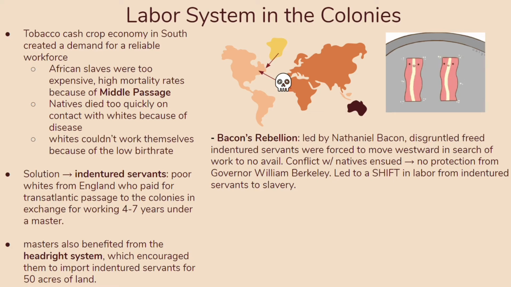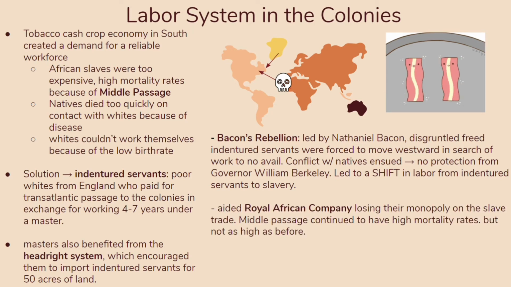And this rebellion was so drastic that people realized that indentured servants weren't a reliable source of labor. And it leads to an immense shift from indentured servants to slavery. So now the Middle Passage is really going to take a toll on slaves. And the shift in labor is really aided by the fact that the Royal African Company loses their monopoly over the slave trade in the colonies. The colonies are going to have a booming internal slave trade now.